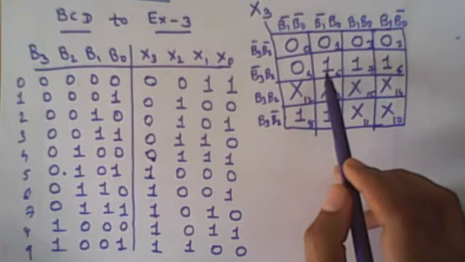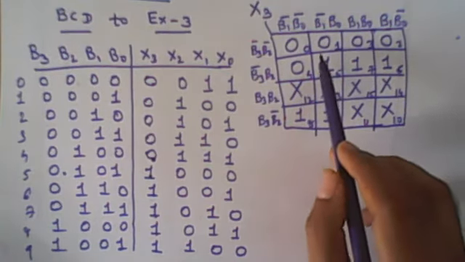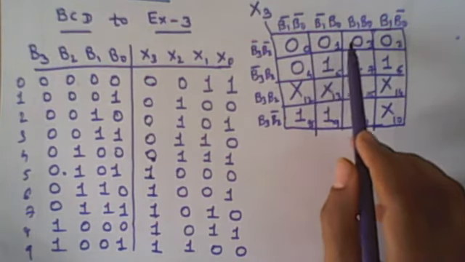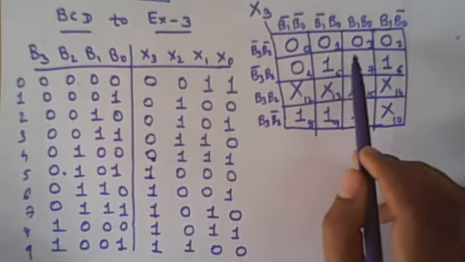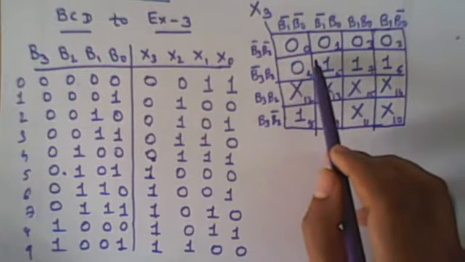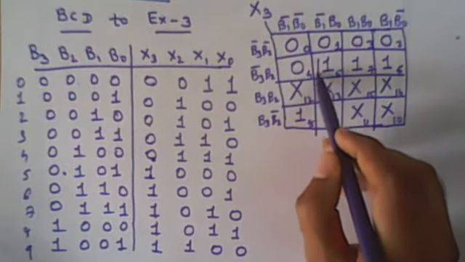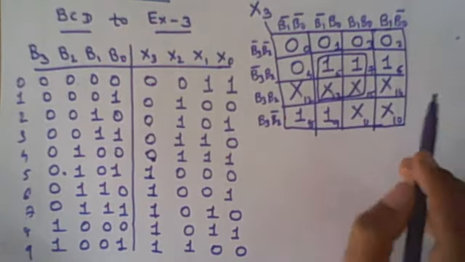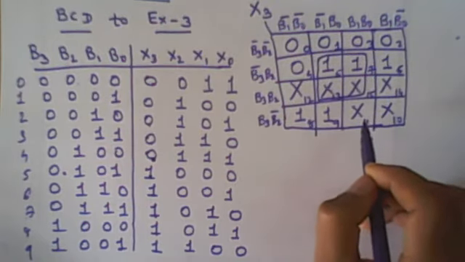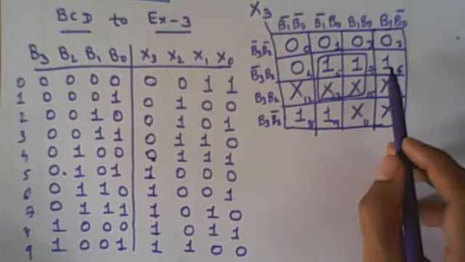Then we check the group of 4. This group of 4 is not possible. This group of 4 is not possible. This group of 4 is not possible. Yes, this group of 4 is possible. Let me make the group of 4. Then we have to check the remaining ones.